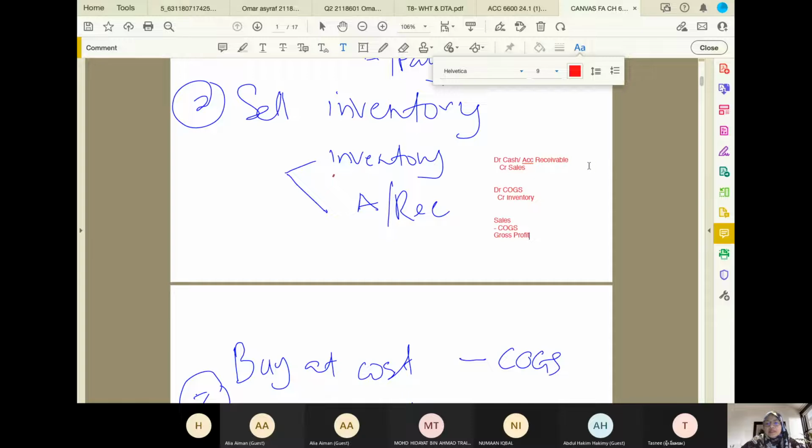For example, if my sales here is 1,000, and the cost of the inventory that I sold was only 400, make it 600. So the inventory credit here is 600, and then you're going to receive from your receivable of 1,000, which is the selling price of the goods that you sold. Based on this, you see that the sales that you make is how much? 1,000. But how much is the cost of the goods that you sold?